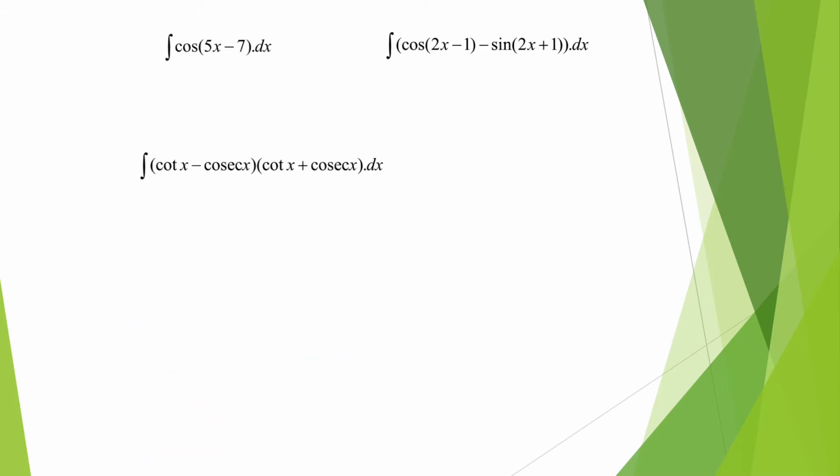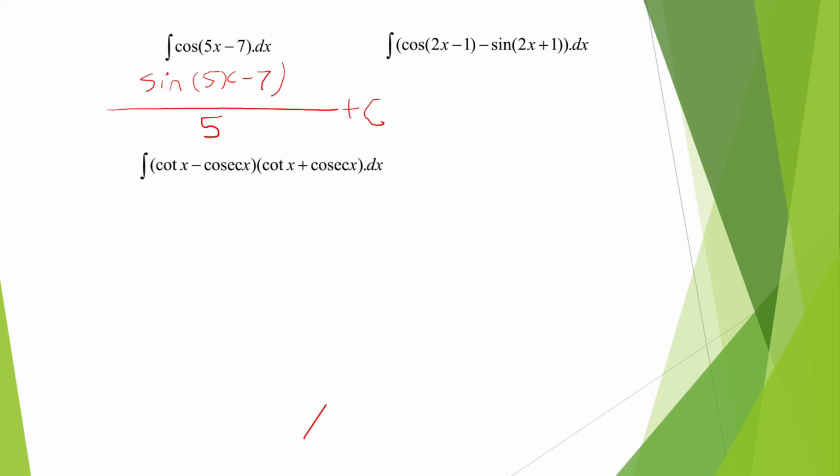So we continue with this. Cosine 5x minus 7, the integration of the cosine is sine, so therefore sine 5x minus 7. The angle never changes, very important. Divided by the differentiation of the angle, which is 5, plus c.